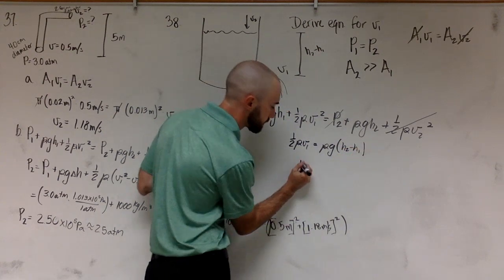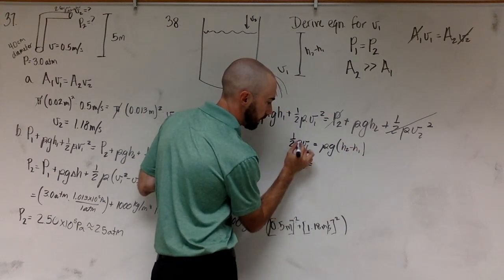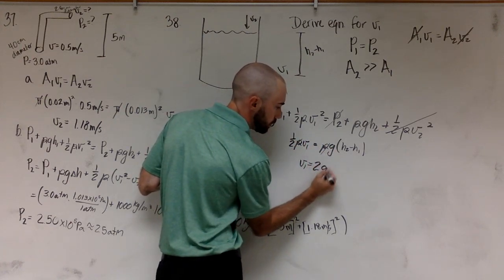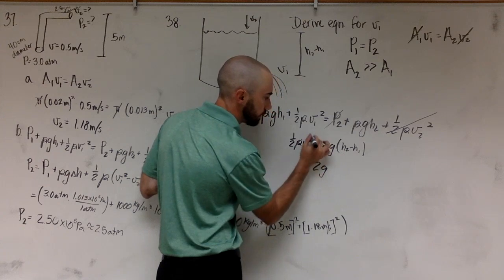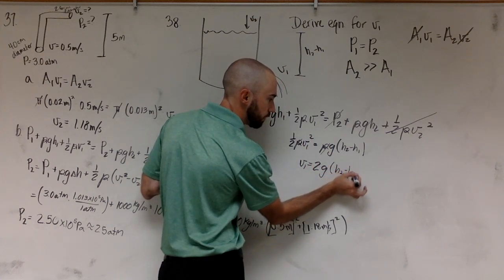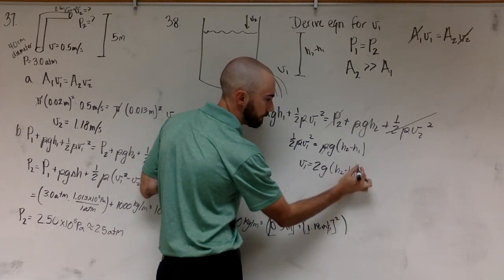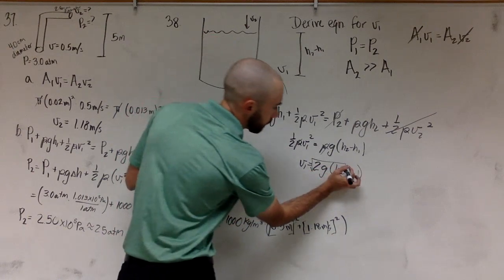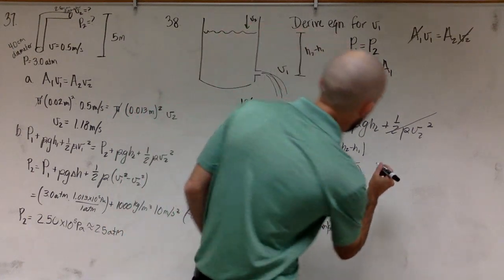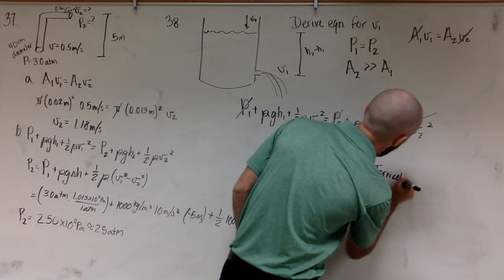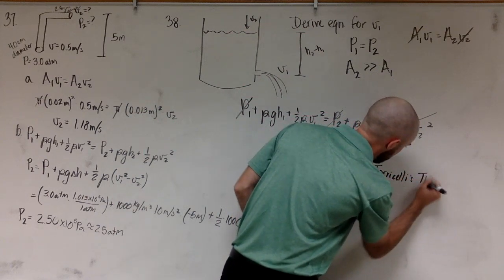And now let's solve for V1 by itself. We're going to cancel our rhos. So we get 2g, sorry, this should be squared. We get 2g(h2 minus h1), and we take the square root of this whole thing to cancel out the square. And this is what's called Torricelli's theorem, Torricelli's theorem.